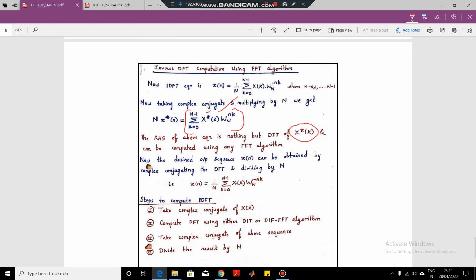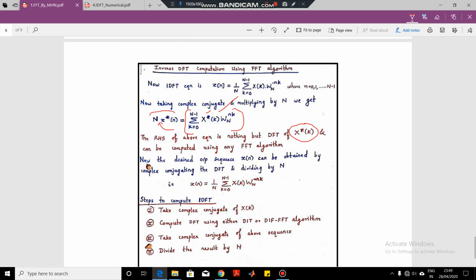That doesn't make it problematic, because instead of giving x of k as an input, we can give x conjugate of k as an input. When we give x conjugate of k as an input to our algorithm, it will compute the output in a similar fashion. This is the trick of using the FFT algorithm for IDFT computation. Now, here we have an extra N, and this is x conjugate of n.